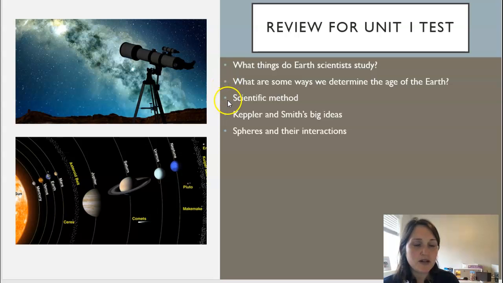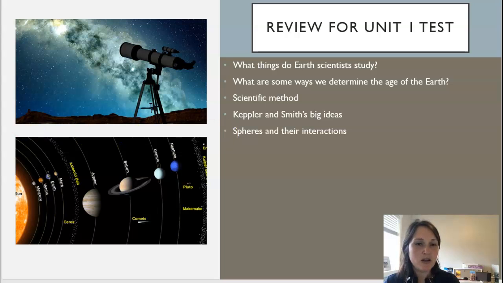You'll need to know about the scientific method, how it works as a process, how it's a way of taking an idea, testing that idea by gathering data, and revisiting to see if your idea was supported or not supported by the data that was collected. You'll need to know about Kepler and what his main ideas were, as well as the scientist William Smith and what his ideas were. Again, I'll go through those in the next slides here. And then Earth's different spheres and what their interactions are. Those are some of the things that we covered in class last week. Let's go through them in a bit more detail now.